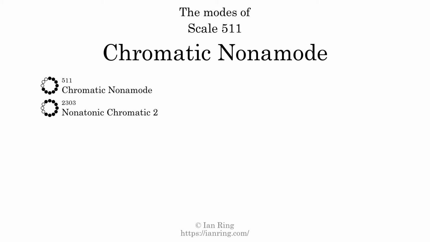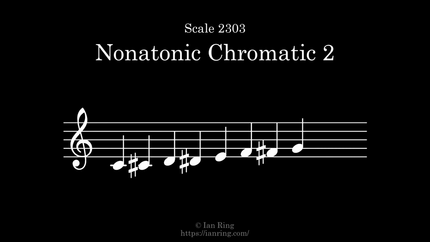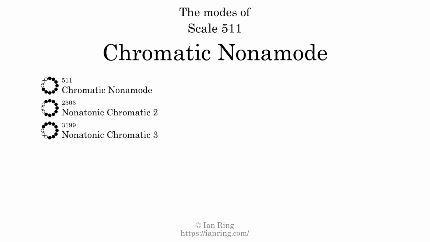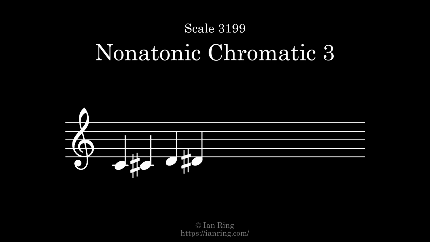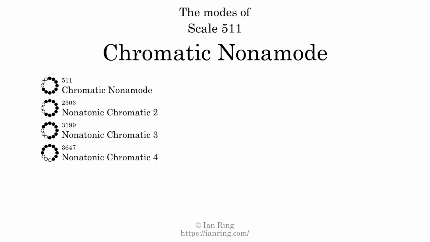The second mode is scale 2303, also known as nonatonic chromatic 2. It sounds like this. The third mode is scale 3199, also known as nonatonic chromatic 3. It sounds like this. The fourth mode is scale 3647, also known as nonatonic chromatic 4. It sounds like this.